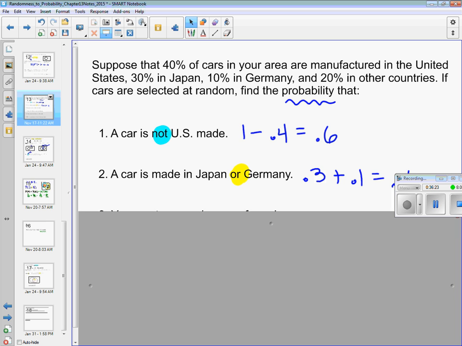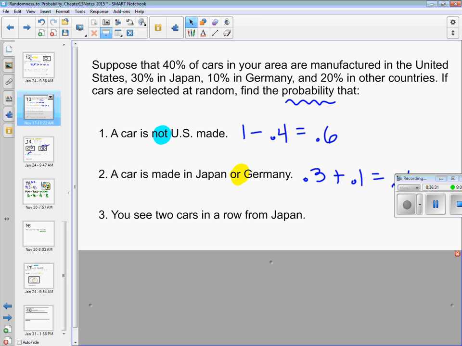2 cars in a row from Japan. So I have Japan and Japan. Okay, the probability of Japan and Japan. Make sure that you understand that that's what this is saying. 2 cars in a row means Japan and Japan. Are we okay with that? The first one's from Japan and the second one's from Japan. It does not mean or here. Okay? So what would that be?